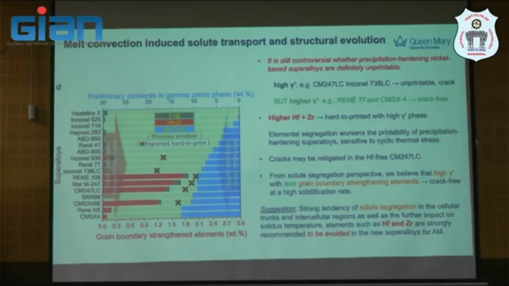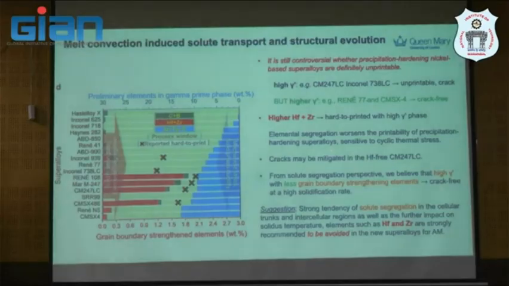Definitely, it's probably not the same condition, but this is what we found. It's a bit controversial as well, but that's one of the things that we make an argument in the paper. Higher hafnium plus zirconium here will be hard to print, and this is related as well with the high gamma prime phases, nickel-based superalloy. So elemental segregation worsens the printability of precipitate hardening superalloy, and as well, this will be sensitive to the cyclic thermal stress.